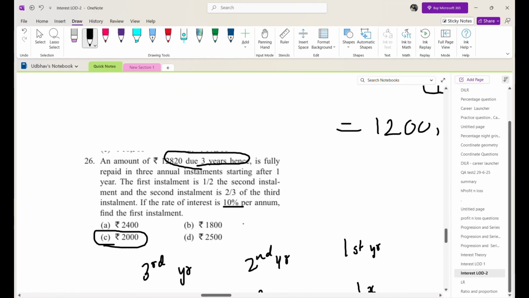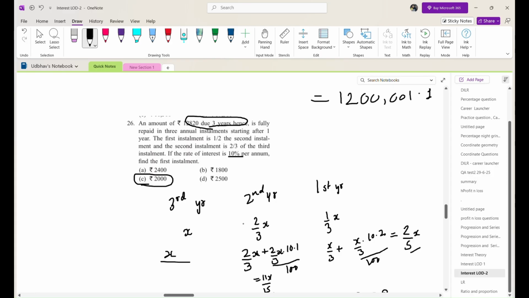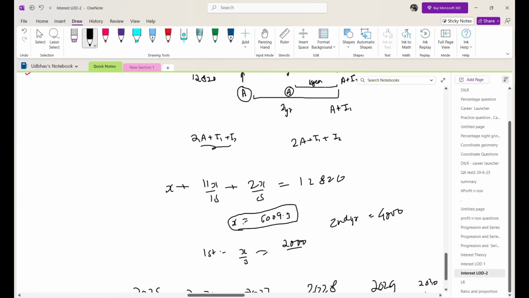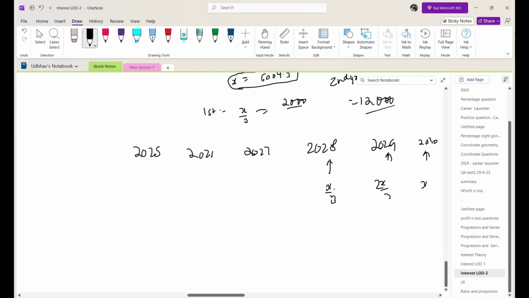So can you see, we cleared a debt of 12,820 rupees with only 12,000 rupees. The interest, which worked in our favor, paid 820 rupees for us. We are only paying 2,000, 4,000 and 6,000, which comes out to a total of 12,000. So the other 820 rupees, how is it being paid? It's paid because of the interest. The interest is working in our favor.